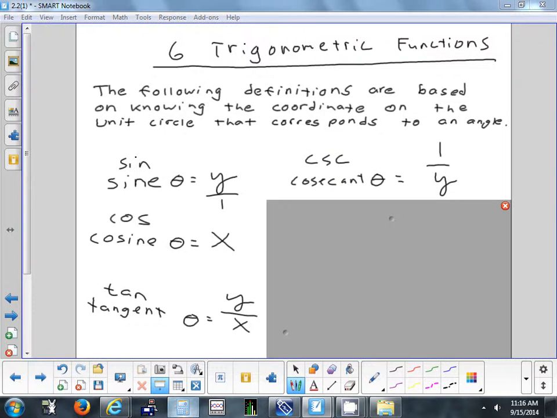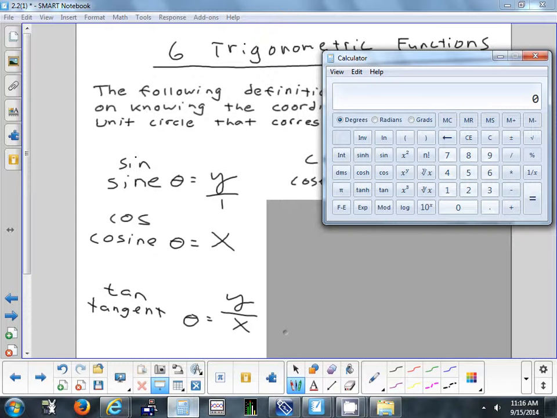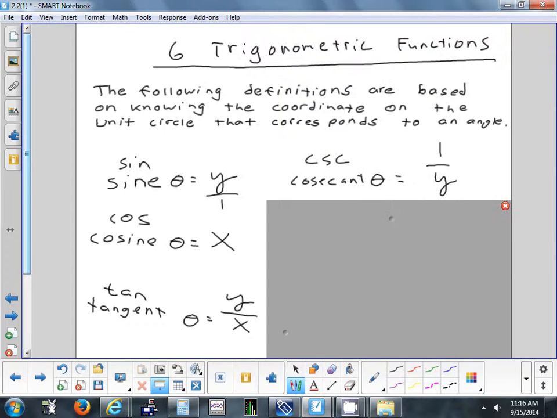That's important to know because there is no cosecant button on this calculator. So if I asked you, what's the cosecant of 15 degrees? Well, you'd have to find the sine first and flip it. That's the only way to do it. There's no button for it. And there's not going to be a button for the other two either. It's going to be the same kind of pattern.